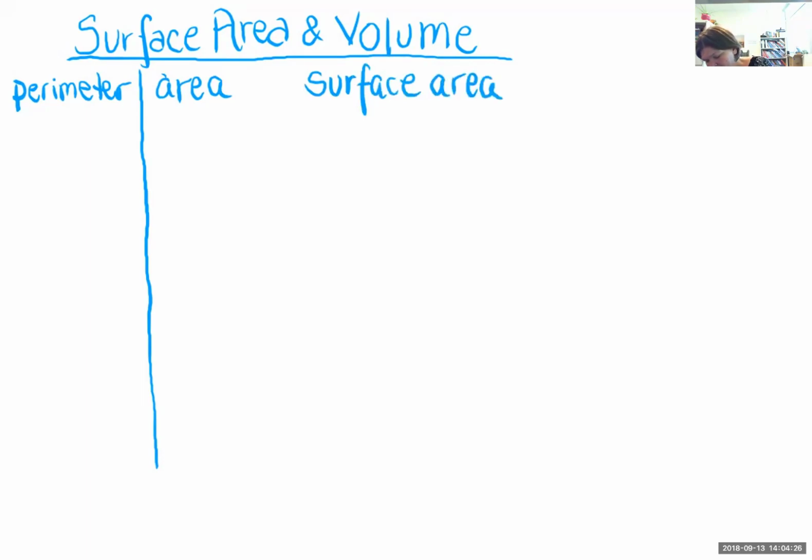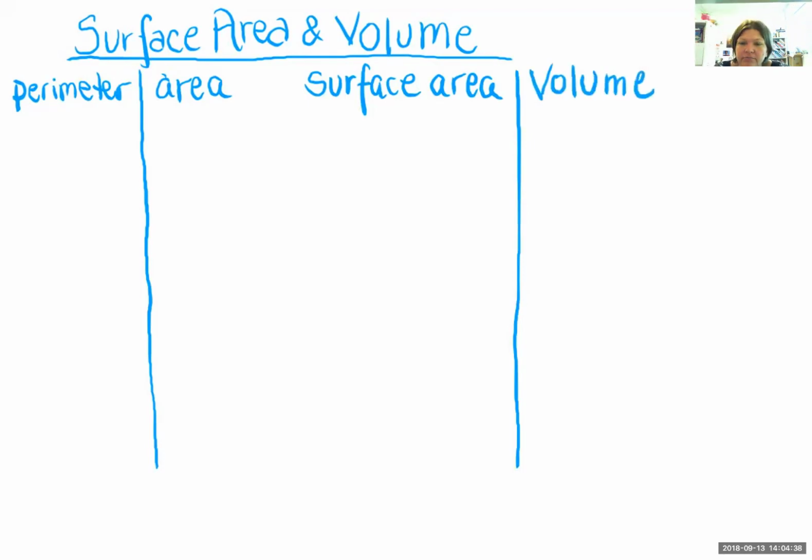Okay. And we're going to cross the line. And notice I put area and surface area together. Why? Because they're extremely related concepts, and we'll be looking at how they're almost exactly the same thing. And then a totally new concept today of volume. Okay. So when we talked about perimeter and area the first time, we did it by definition.